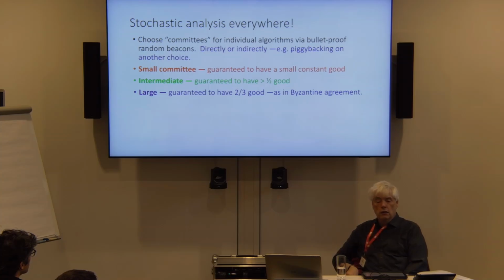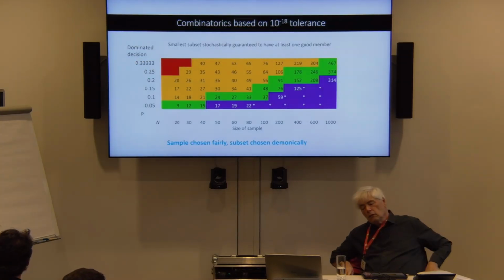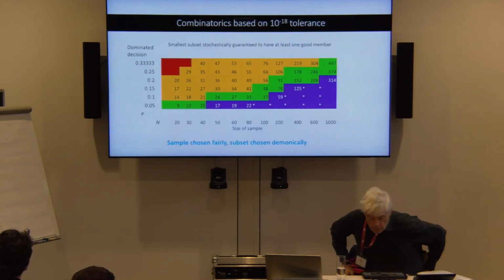And if you do that, then I like to concentrate on the 3 different sizes of committee that you can pick. A small committee is one which is guaranteed to have some small constant, like 1 or 2, good members. It could be an intermediate committee, which is guaranteed to have half good. Or it could be a large committee, guaranteed to have 2/3 good, as in Byzantine agreement. And we'll see some figures for this in a minute. Here they are. Well, I made up this table here.